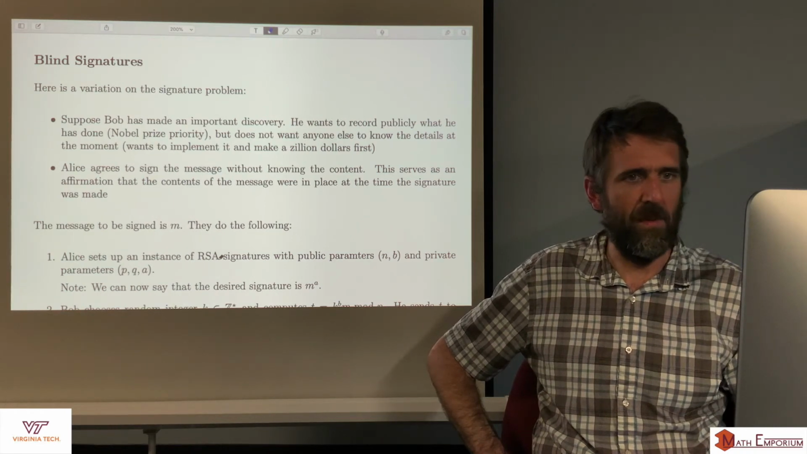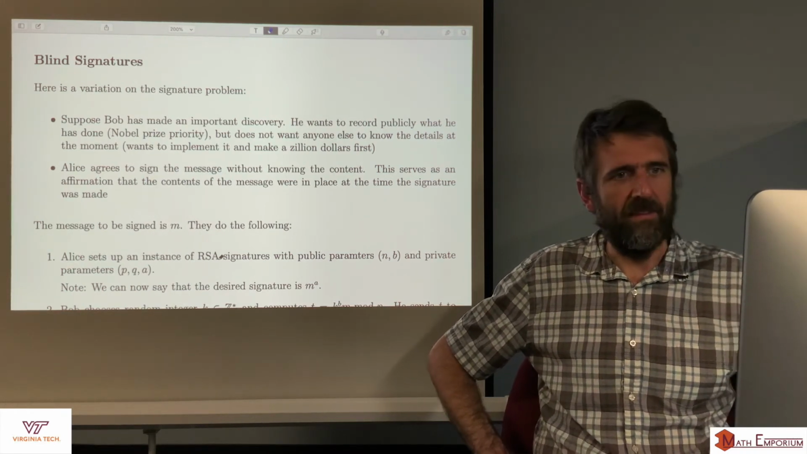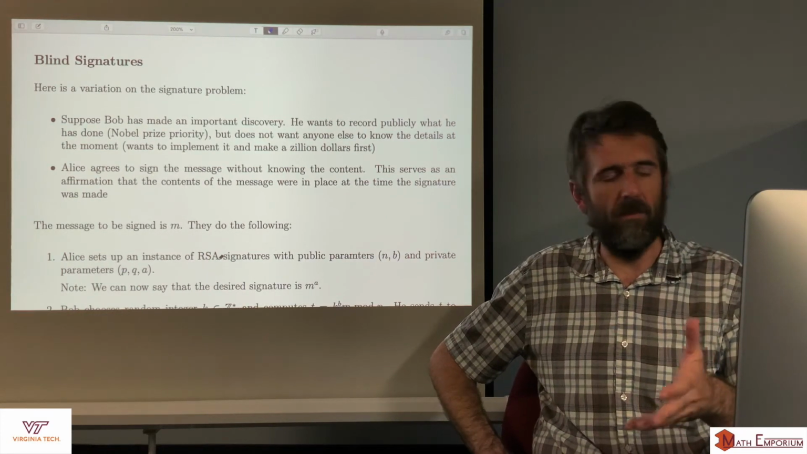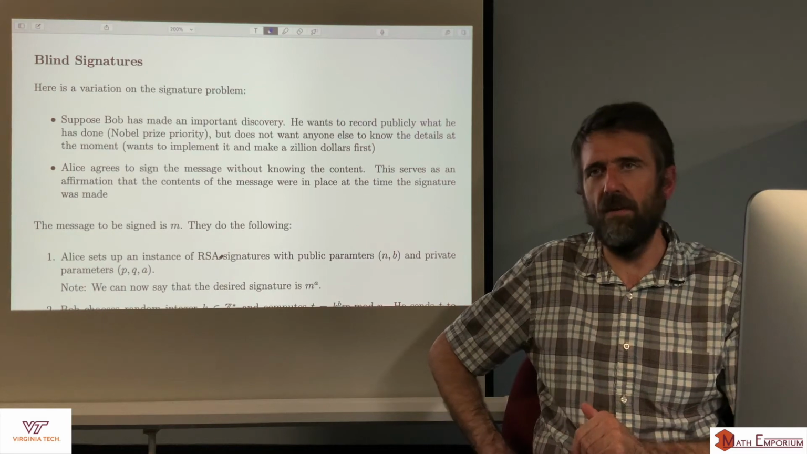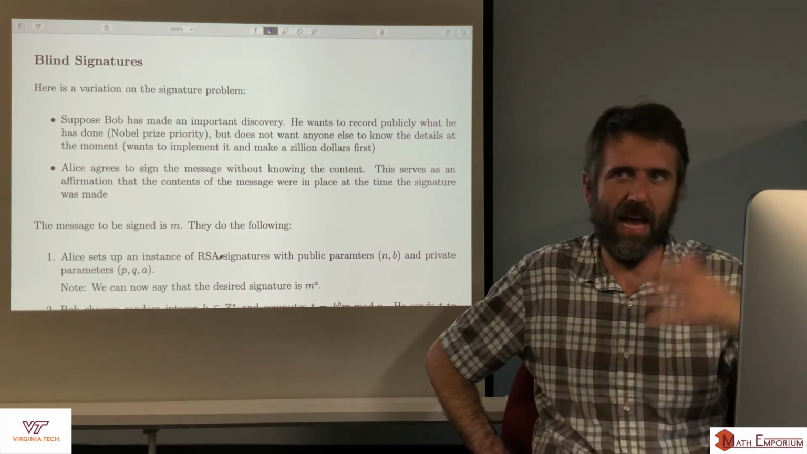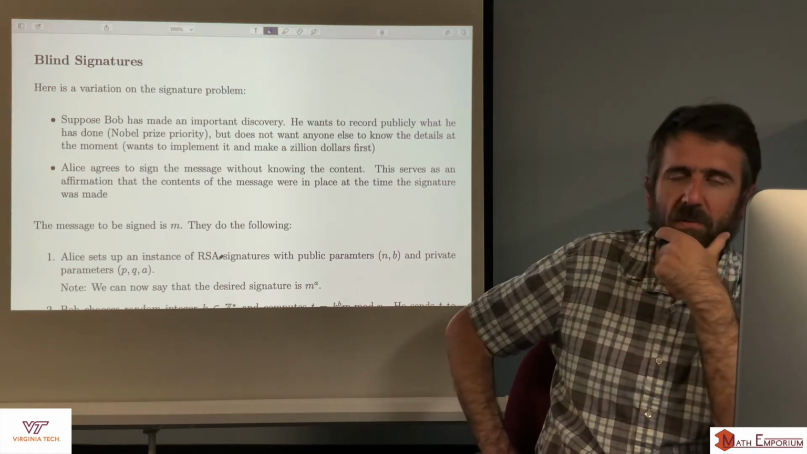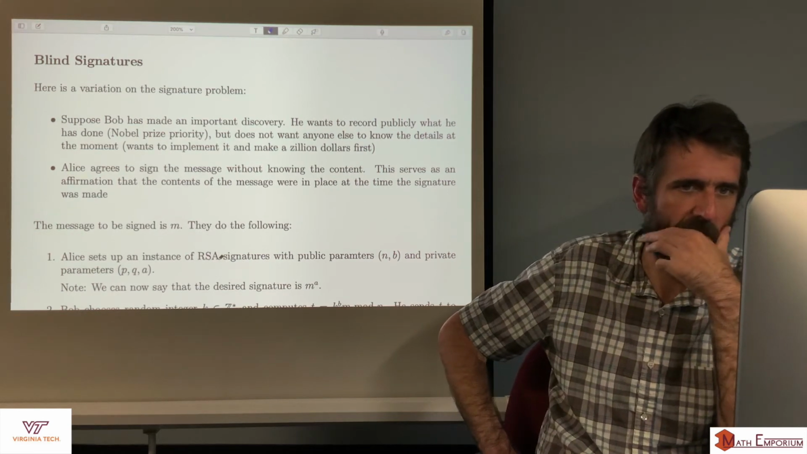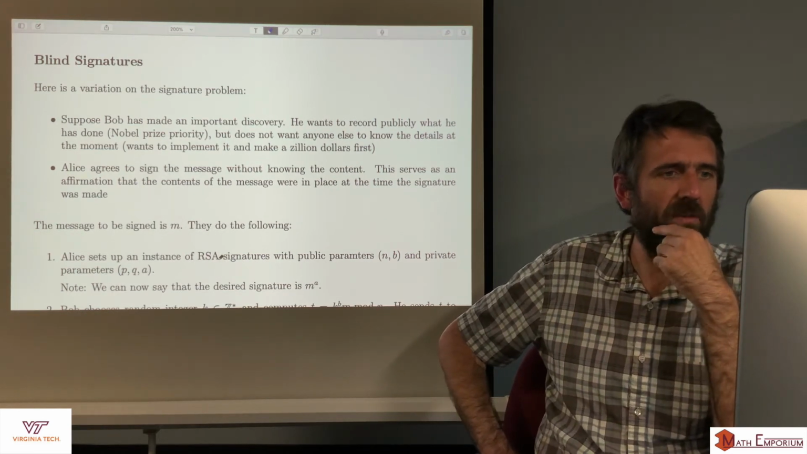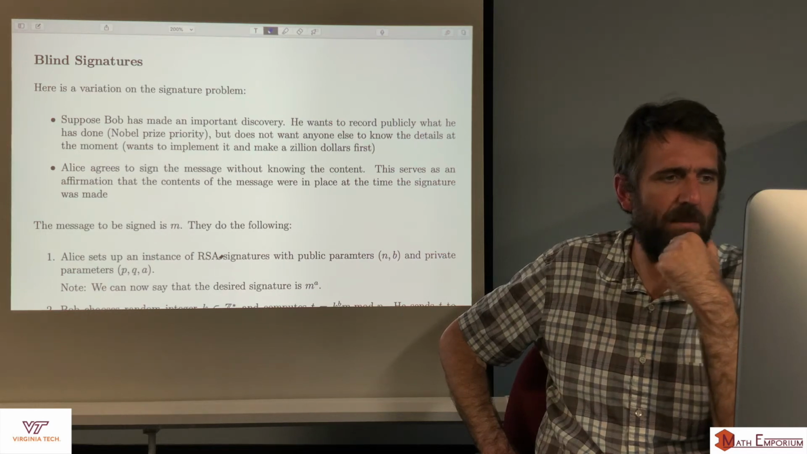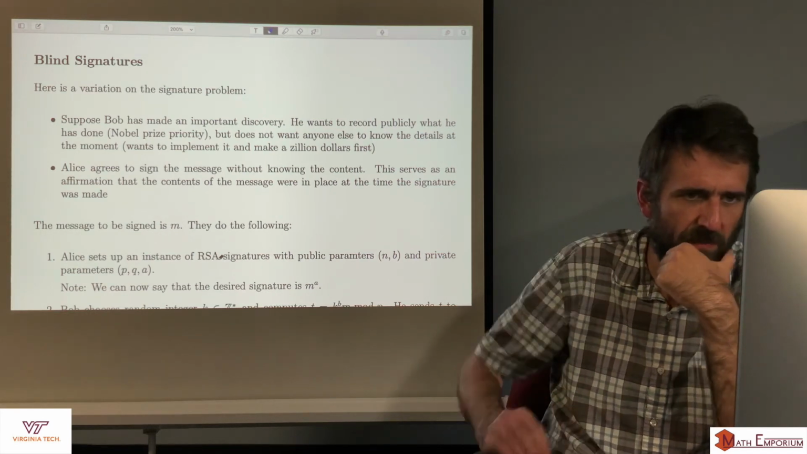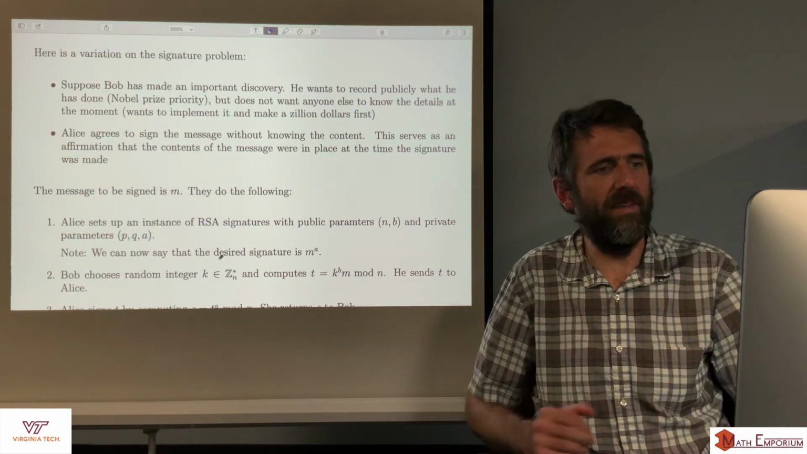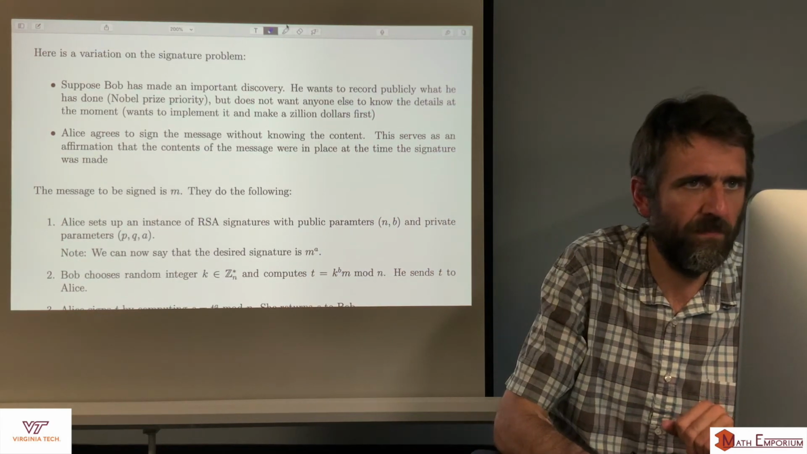Maybe Bob has some important discovery, but wants to make a record that he has priority over the discovery, but is a little paranoid about information getting out. So he wants Alice to sign it without actually being able to read the contents of the documents. All right, there's a way we can do this, and we'll use a scheme that's known as RSA blind signatures. And again, suppose that the message to be signed is M.